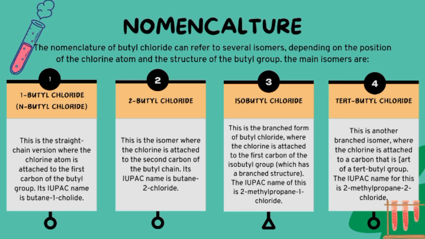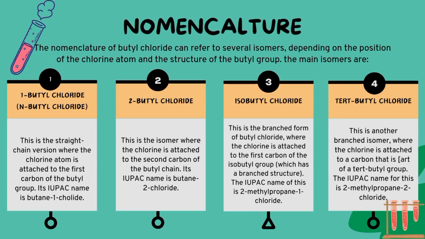The main isomers are 1-butyl chloride, also known as n-butyl chloride. This is the straight chain version, where the chlorine atom is attached to the first carbon of the butyl group. Its IUPAC name is butane 1 chloride. Next, we have 2-butyl chloride. This is the isomer where the chlorine is attached to the second carbon of the butyl chain. Its IUPAC name is butane 2 chloride.